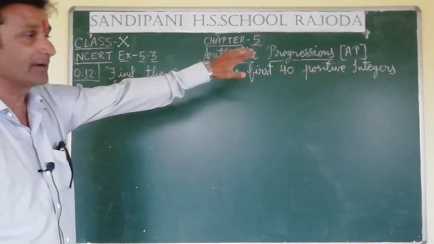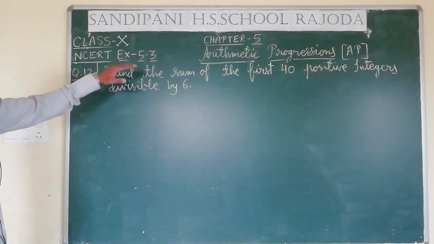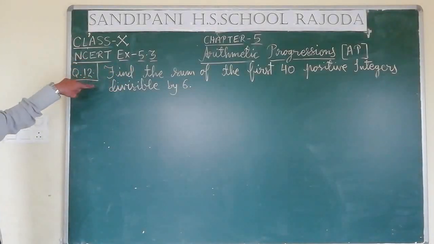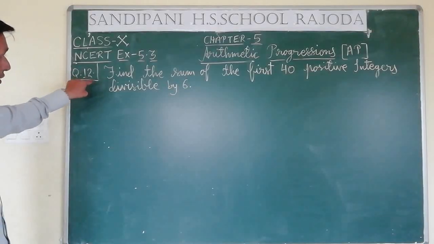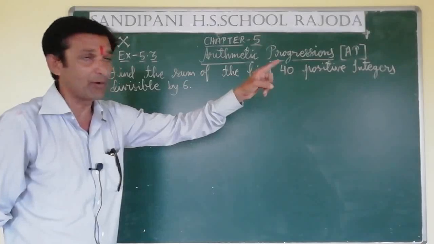We are discussing the class 10th chapter 5, Arithmetic Progressions. Up to question 11 of exercise 5.3 NCERT we have done. We are now doing question 12. The question is: find the sum of the first 40 positive integers.